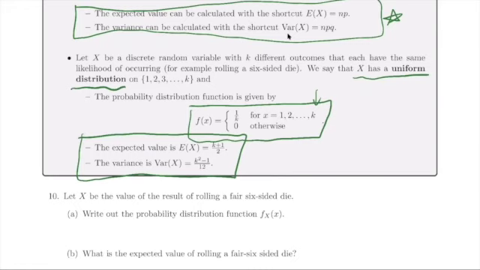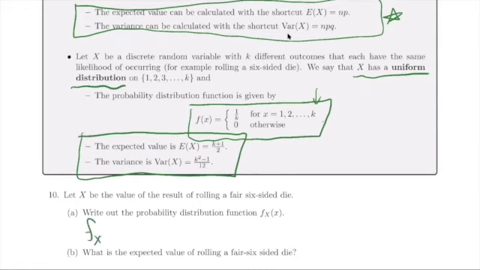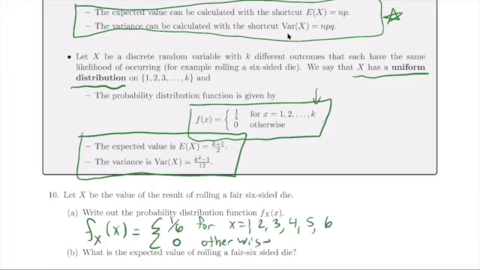So in the example of a fair 6-sided die, the only possibilities are that x, the outcome on the die, is a 1, 2, 3, 4, 5, or a 6. Each of those would have a 1/6 chance of occurring. You have a 0% chance of getting a number other than 1, 2, 3, 4, 5, or 6.